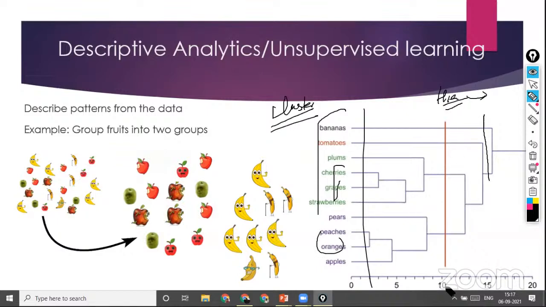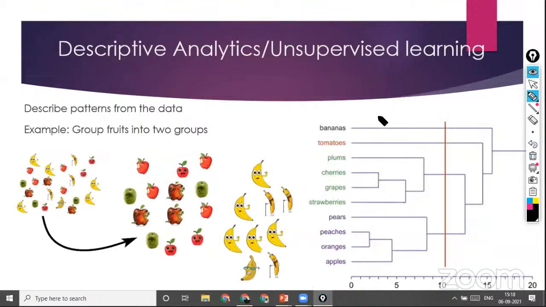When you draw a line over here, you can see bananas in one category, tomatoes in another, and plums, cherries, grapes and strawberries in one category. So you have a total of 4 clusters or 4 groups, and depending upon the algorithm you can stop the iteration where you want. Again, this also uses dissimilarity measures, as I said before. This kind of technique is called descriptive analytics. Later we'll see case studies using predictive analytics as well as descriptive analytics. So that's the overall sense of the unsupervised learning technique.